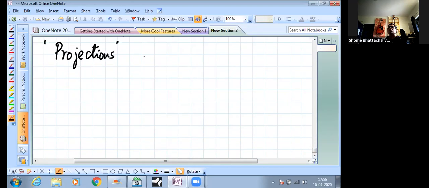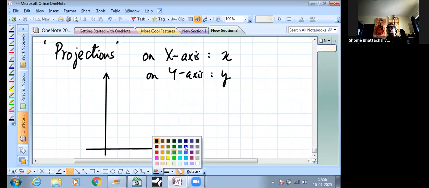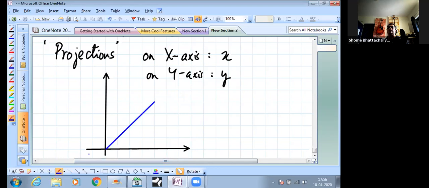Projections on the x-axis, which we just denote with a small symbol x, and on the y-axis. So projections on the x-axis, on the y-axis. Let's understand what these mean. So this means something very simple, that if I have a rod which is lying at an angle theta like this, and it is of length L.